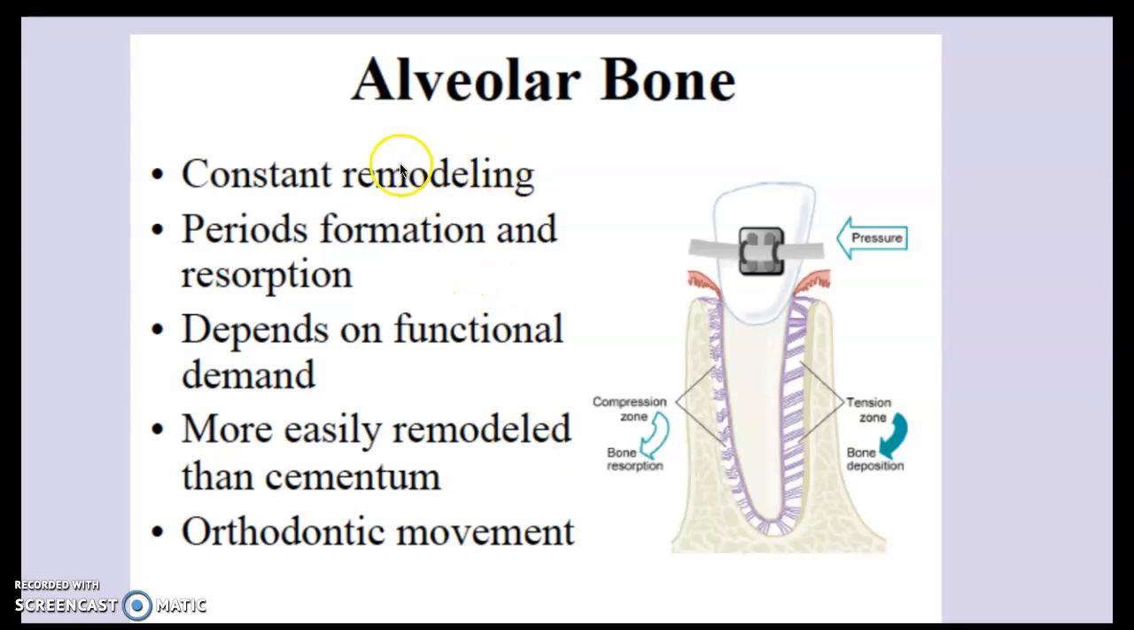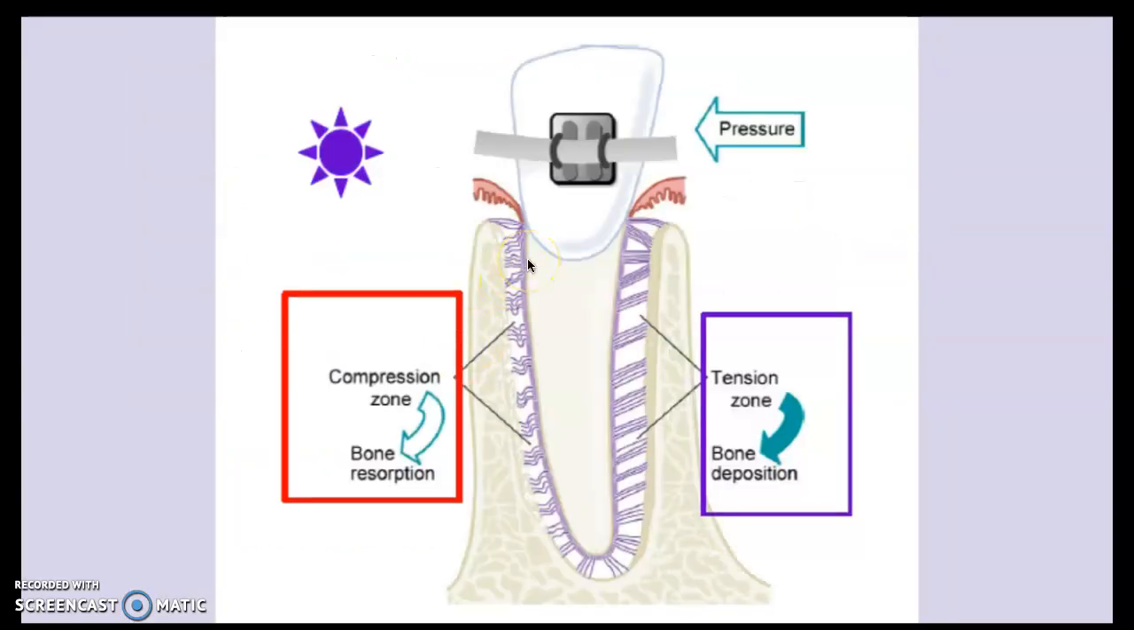And then alveolar bone goes under constant remodeling, periods of formation and resorption, depends on functional demand. It's easily remodeled compared to cementum, and it goes through orthodontic movement. So when you get braces, your teeth are moving. Where the pressure is going towards, you have compression. So right here, the pressure is going this way. You see how these lines are very squiggly. That's because it's being compressed. That's bone resorption. Where the tooth is moving from is the tension zone, where you see bone deposition. Look how straight and tense these lines are compared to these squiggly lines.